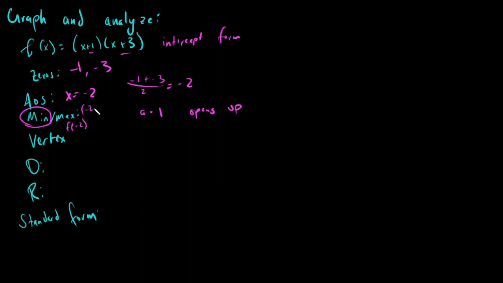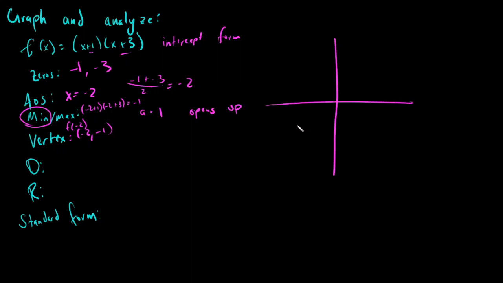Let's find out. So -2 plus 1 times -2 plus 3. So this is going to be equal to -1 times 1, which is equal to -1. So that's our min. Now our vertex is going to be -2, comma -1. So our axis of symmetry, comma our minimum. And then we're going to do all this stuff after we graph. So let's go ahead and graph.